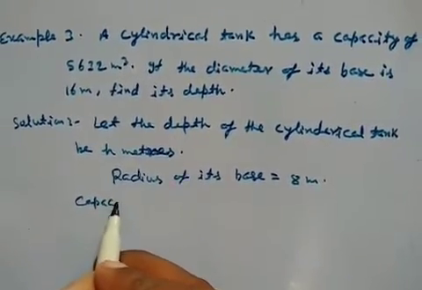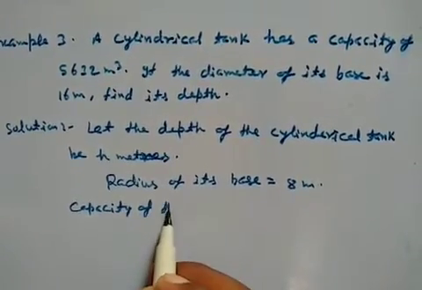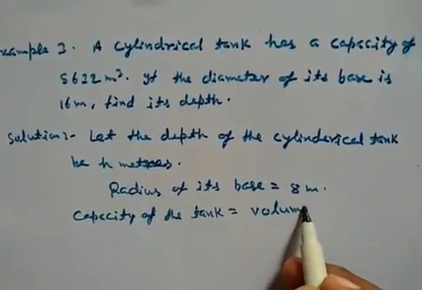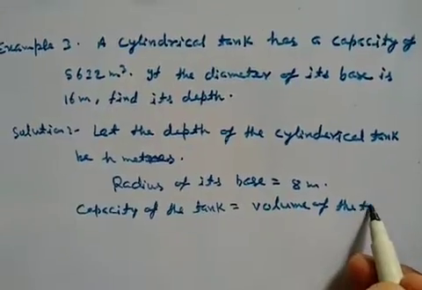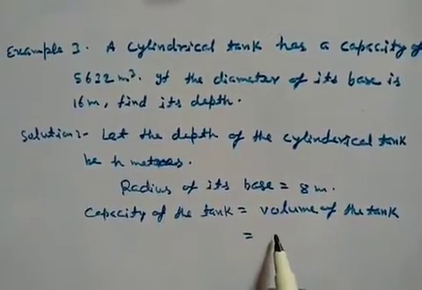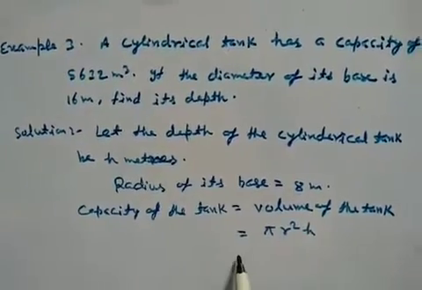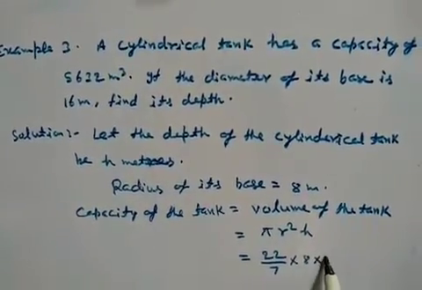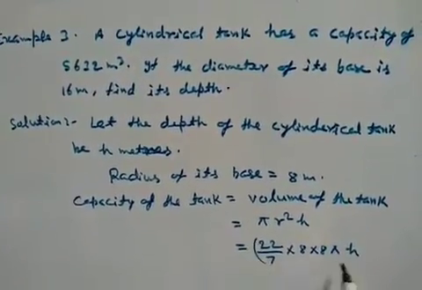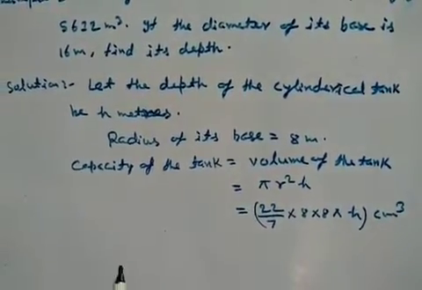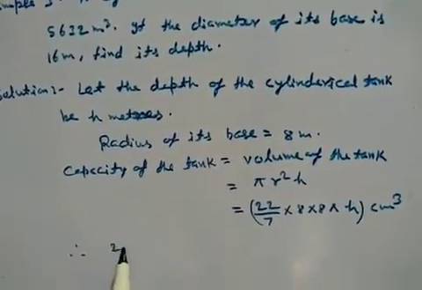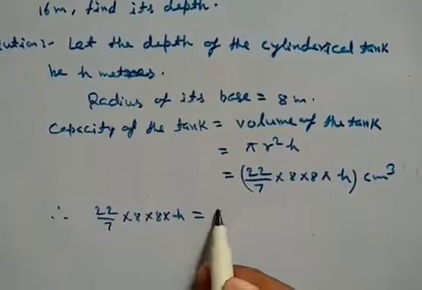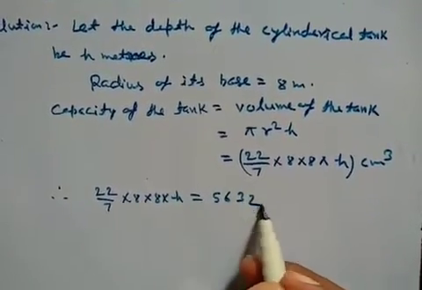Capacity of the tank equal to volume of the tank. Volume of the tank equal to pi r square h equal to 22 by 7 into 8 into 8 into h meter cube. Therefore 22 by 7 into 8 into 8 into h equal to 5632.